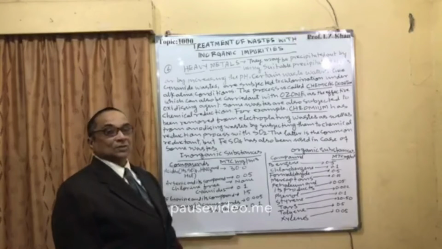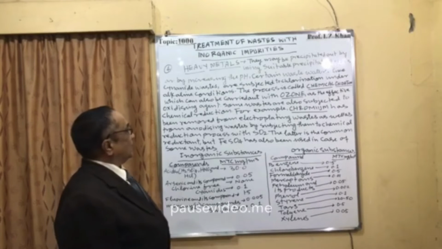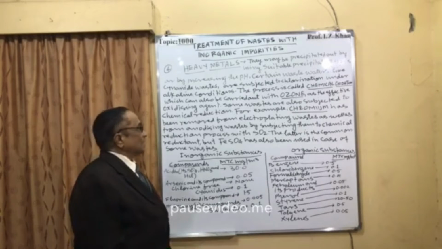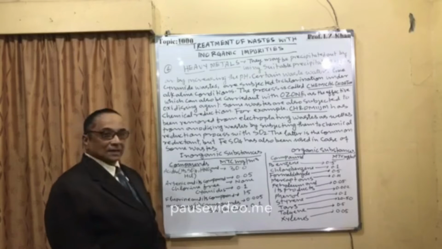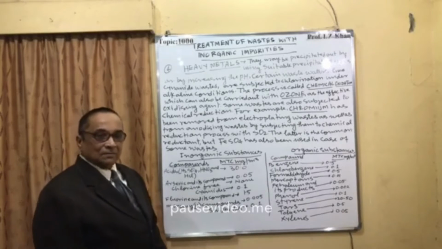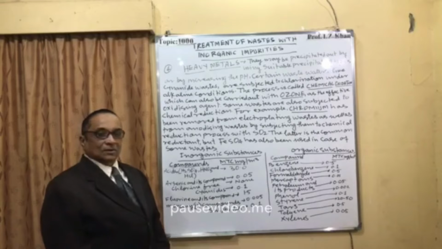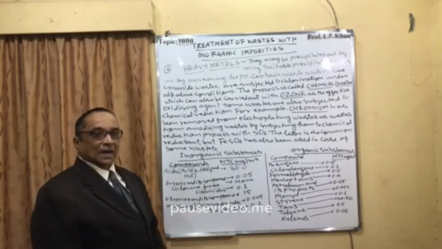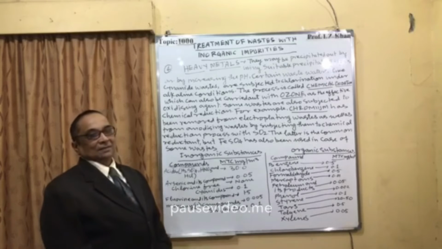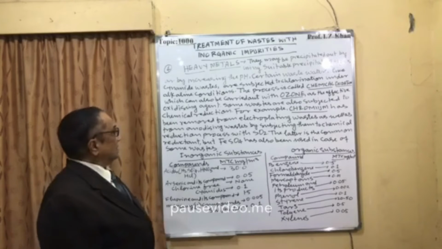Ozone is a very good oxidizing agent. Ozone is an effective oxidizing agent. Some wastes are also subjected to chemical reduction. So some are subjected to chemical oxidation in the presence of ozone, and some are also subjected to reduction.